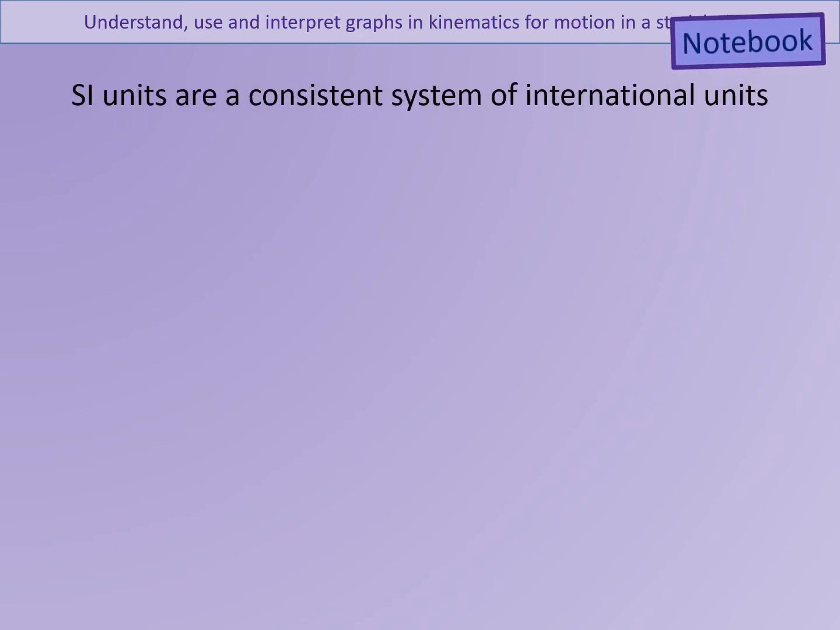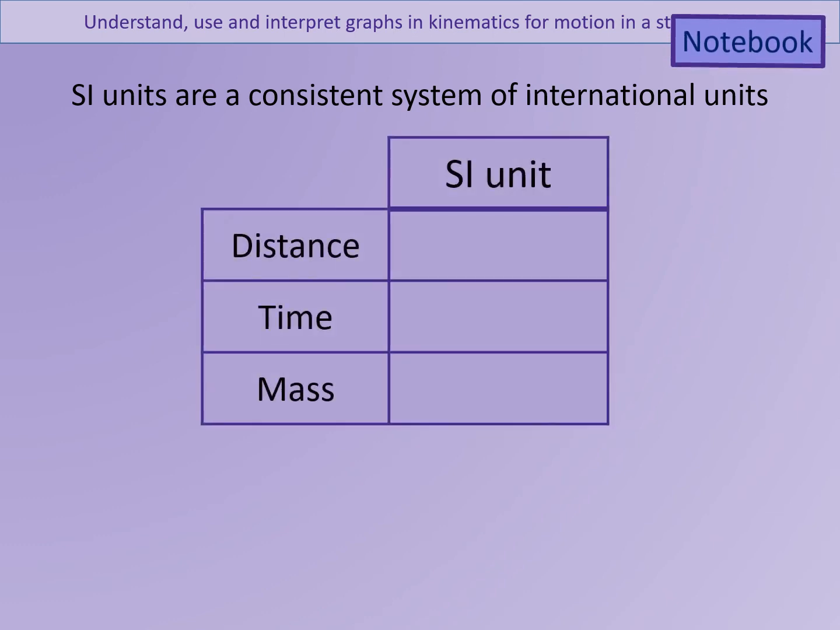SI units are a consistent system of international units that are used for measurements. These are the SI units that we will be using. For distance or displacement, we'll be using metres. This is a lowercase m. To measure time, we'll be using seconds, and this is a lowercase s. And for mass, we will use kilograms.